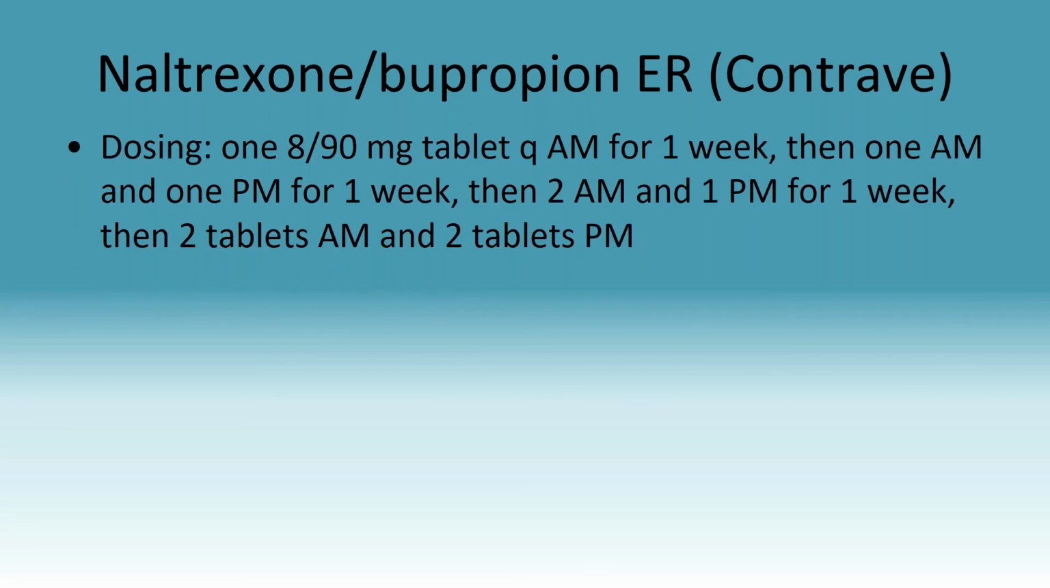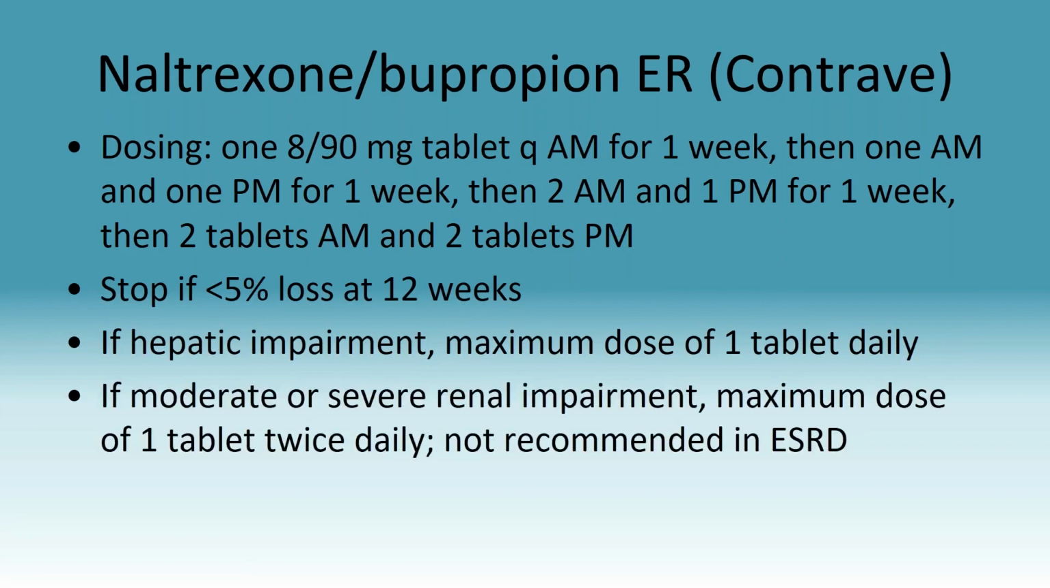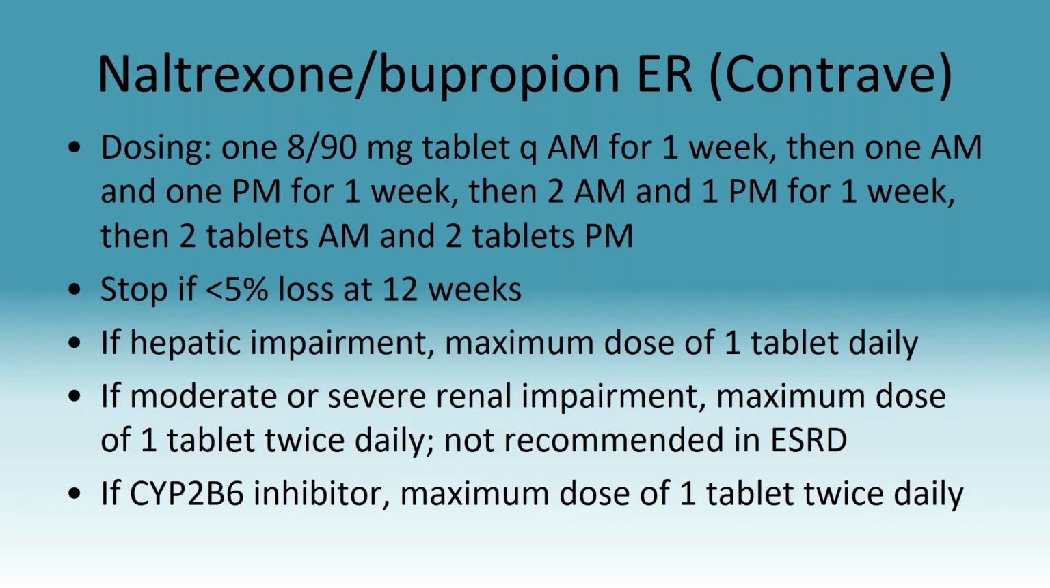Dosing starts with 1 tablet every morning for a week, then 1 morning, 1 evening, then 2 morning, 1 evening, and then eventually in the 4th week, 2 morning and 2 evening, and that's the eventual long-term dose. Like the other medications, this should be stopped if there's not 5% weight loss at 12 weeks. If there's hepatic impairment, only 1 tablet should be used per day, and in moderate or severe renal impairment, 1 tablet twice a day, but not recommended in end-stage renal disease. Additionally, if there's a CYP2B6 inhibitor use, this should be limited to 1 tablet twice daily.